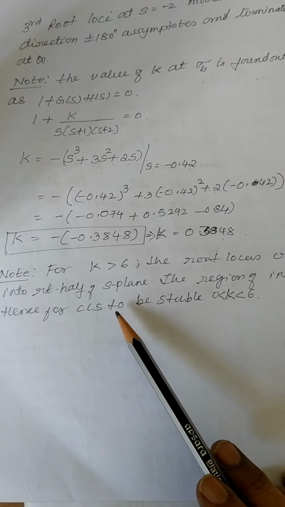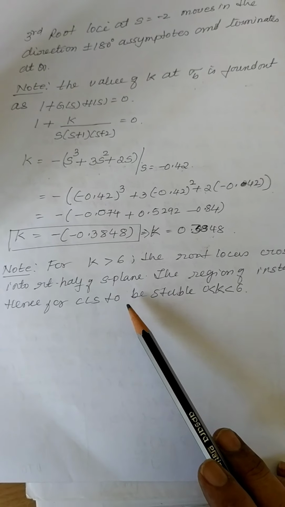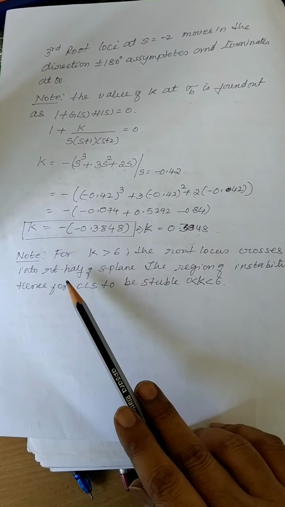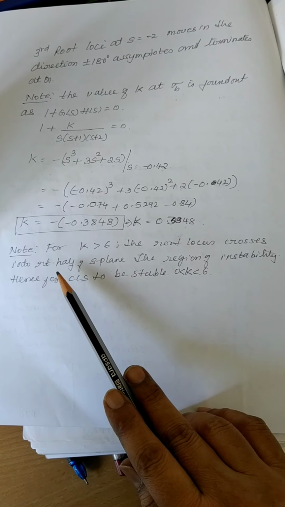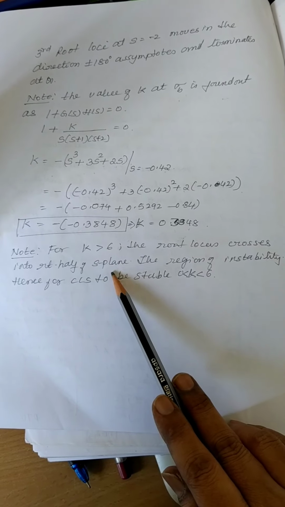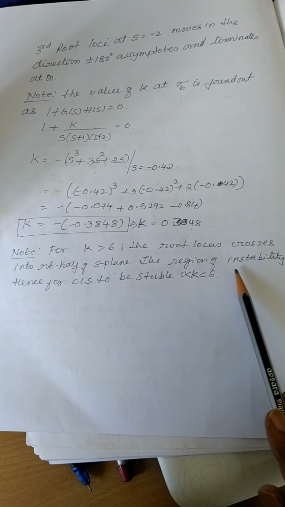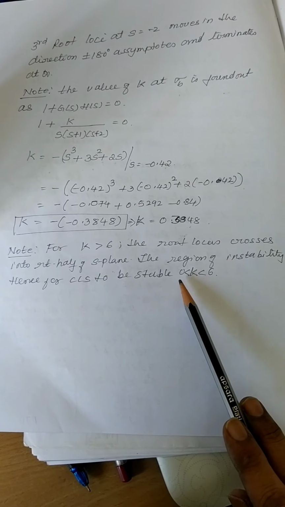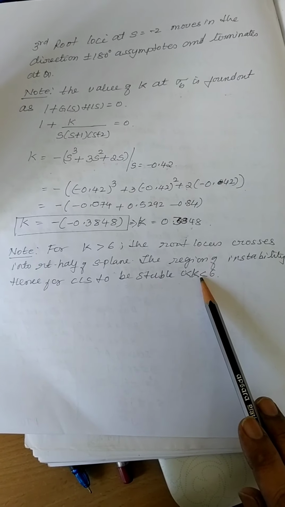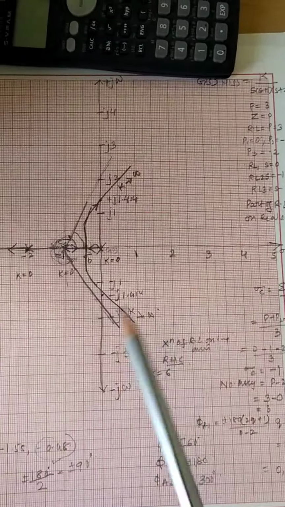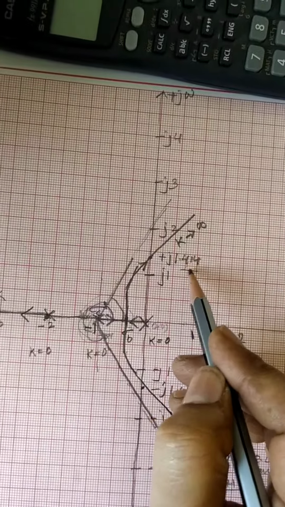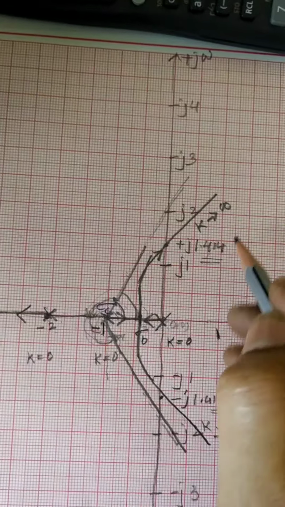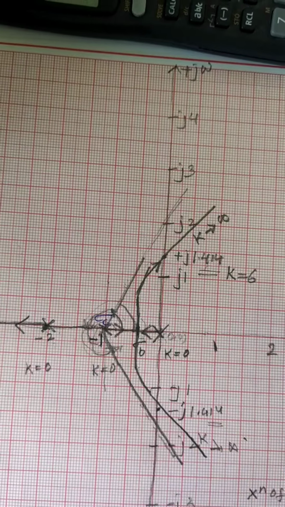Another piece of information you have here is the root locus for K value greater than 0. The root locus crosses into and finds itself in the right half of the S plane, which is the region of instability. Hence, for the closed loop system to be stable, the value of K has to be greater than 0 and less than 6. You can find it here. We got this value, plus j 1.414 and minus j 1.414, when we put K equal to 6.